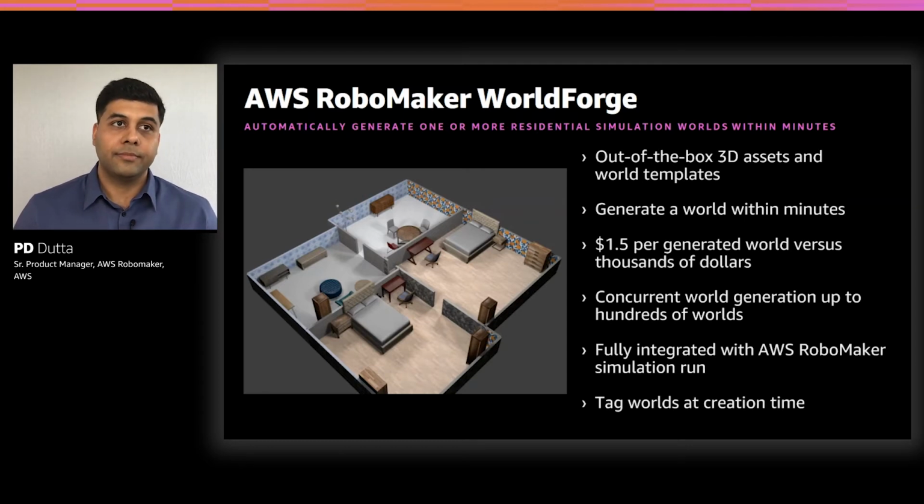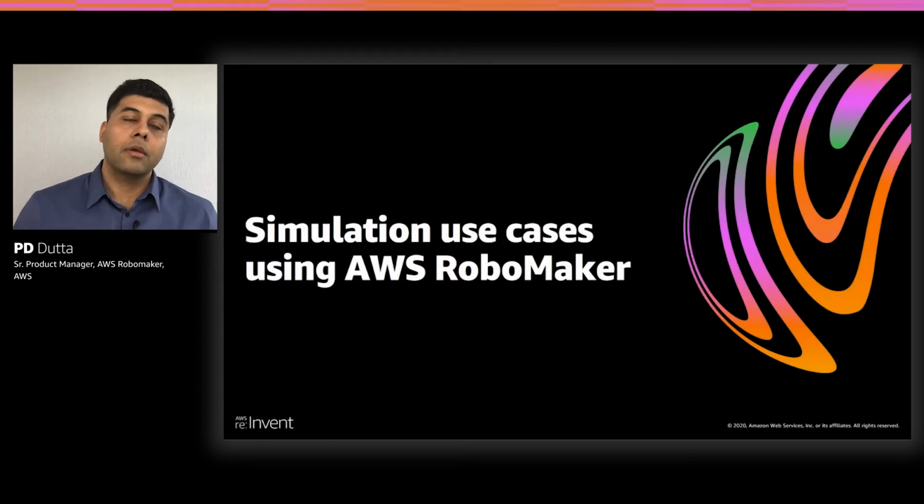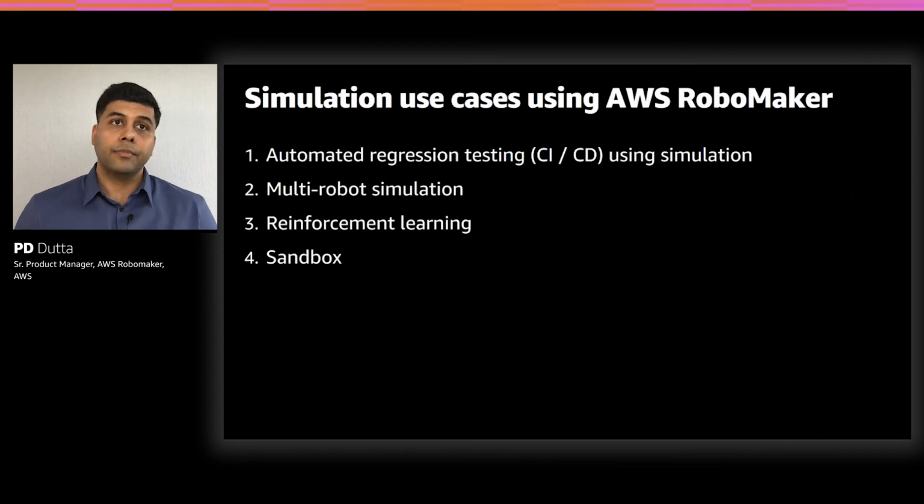So next, we're going to talk about different use cases that customers use with Robomaker for simulation. There are 4 use cases that we're going to discuss. We're going to talk first about automated regression testing in a CI/CD pipeline. Then we're going to talk about multi-robot simulation, followed by reinforcement learning. And then finally, we're going to close with a sandbox use case.